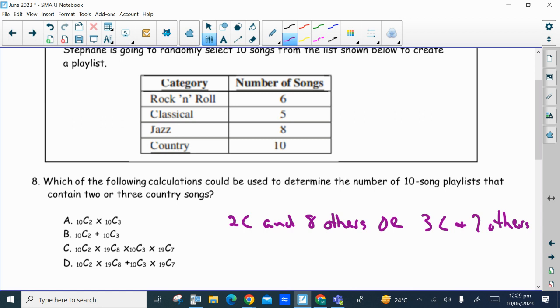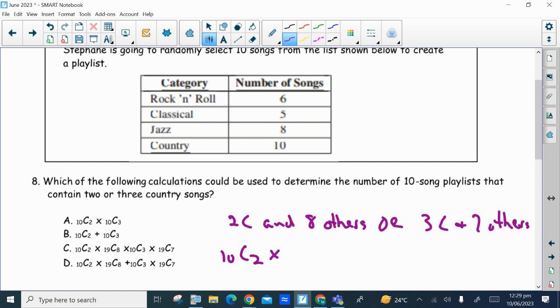So that means the 2 country would be selected from the 10 that are there, right? And, it doesn't really say whether order matters or not. And obviously, if you change the order, you get a different playlist. But if you look at the 4 choices, they all involve combinations. So they're telling us that order doesn't matter. You're just creating the playlist. So the 2 country would come from the 10 country songs that are there. So that'll be 10C2. And means times.